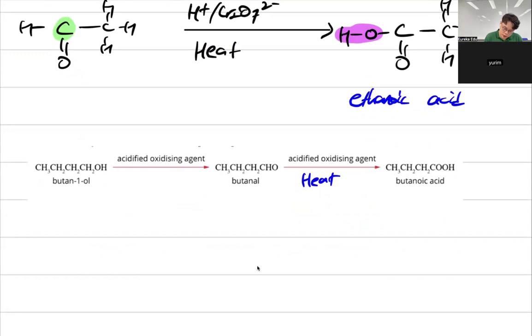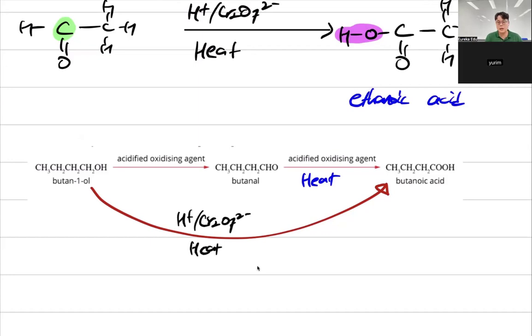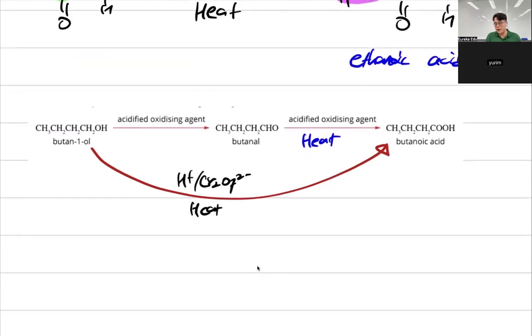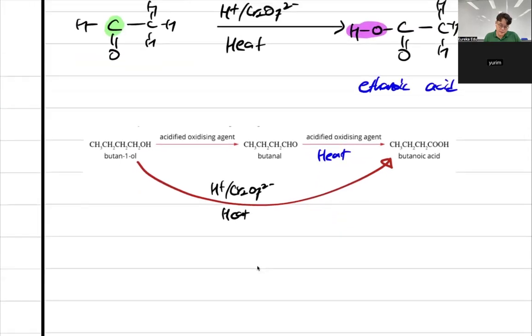From time to time we show butan-1-ol going to butanoic acid straight away like this, using the same agent of H plus Cr2O7 2 minus with the heat. But heat is not always compulsory, but it's good to write it, since this is the chemical reaction of the oxidation of butan-1-ol. Any questions for this?